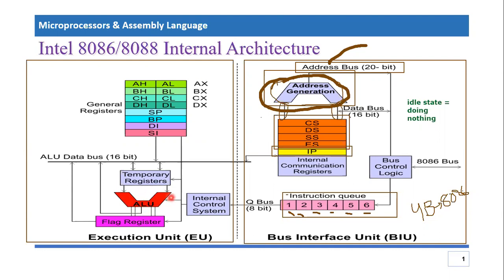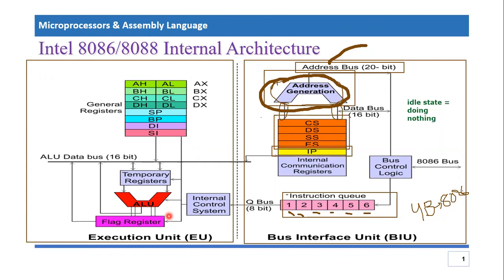So certain arithmetic and logical operations will be performed in the ALU section, which is present in our execution unit, because the execution unit is responsible for execution, right?